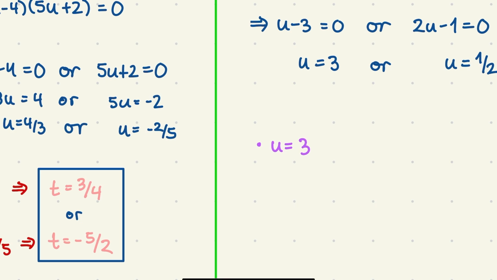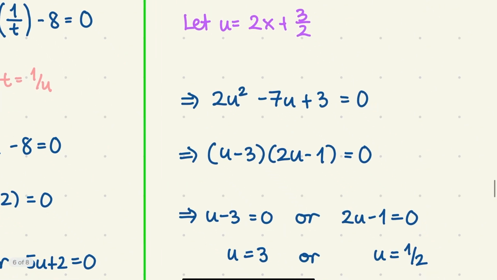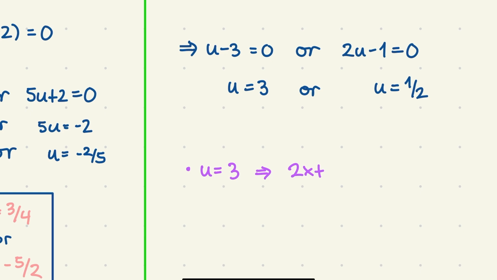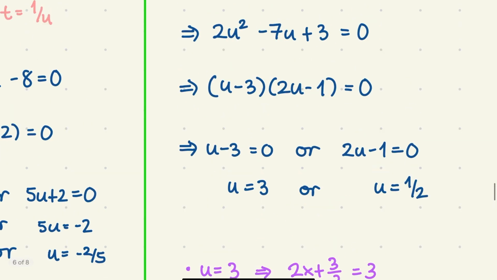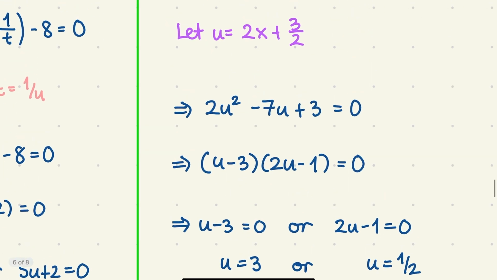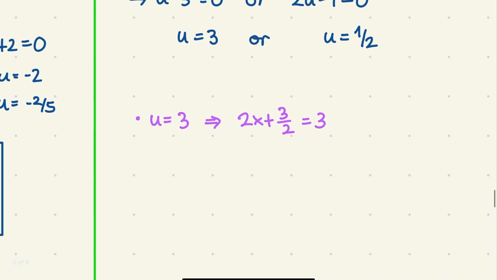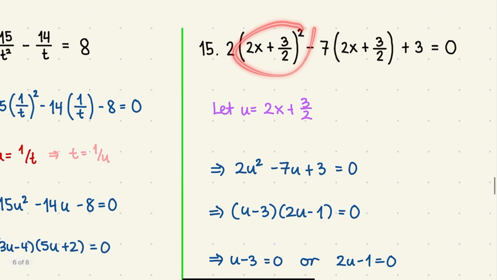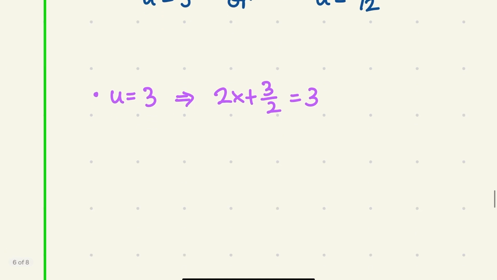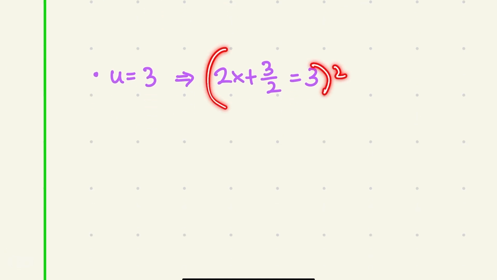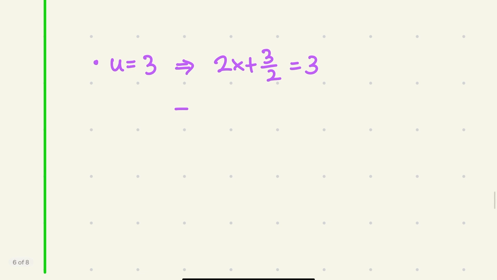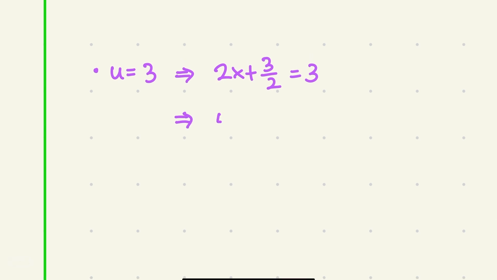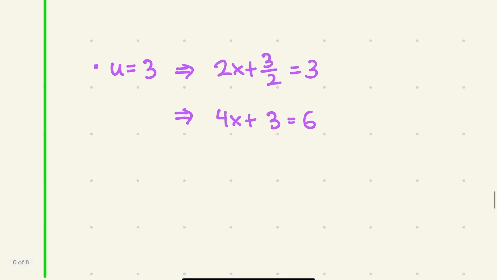So let's see. If u is equal to 3, then that just means that we have here 2x plus 3 over 2 equal to 3. So as you can see, there's still an equation that we need to solve. That's the hard part about this one, but it's still much easier than expanding this one. So solving for this one, we can multiply both sides by 2 since I don't want radicals. We'll have here 4x plus 3 equal to 6. Multiply this to the other side.